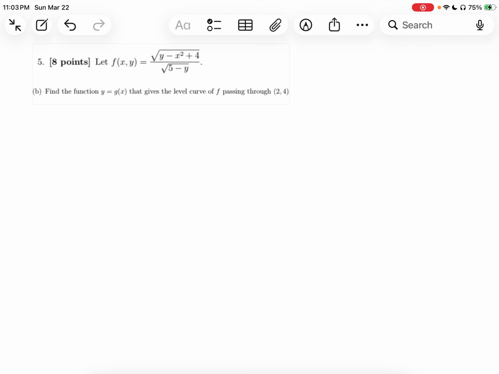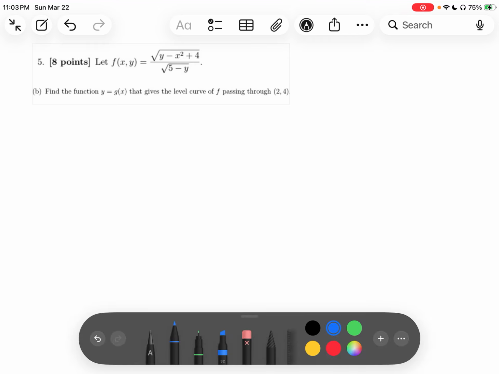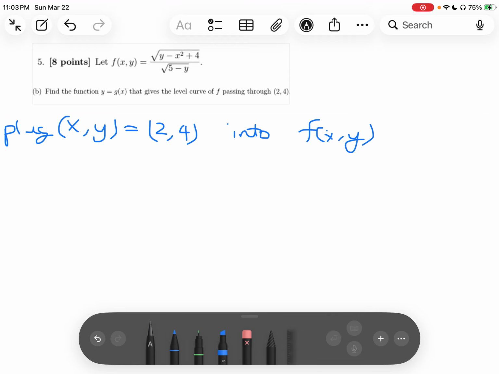For this question, we want to find the level curve of f passing through 2 and 4. So x is 2 and y is 4. First of all, we want to plug x and y equals 2 and 4 into f of x, y. So let's do that. Plug in.